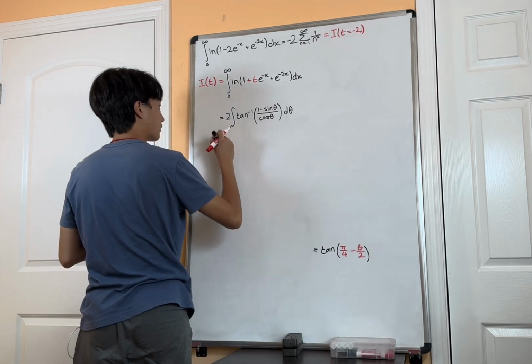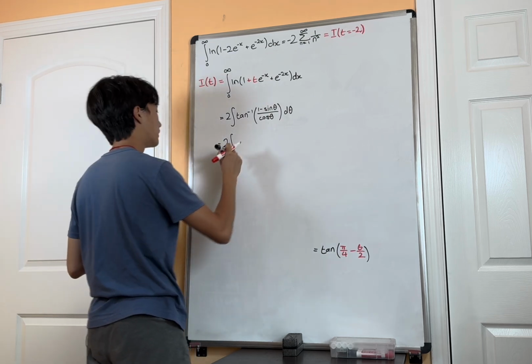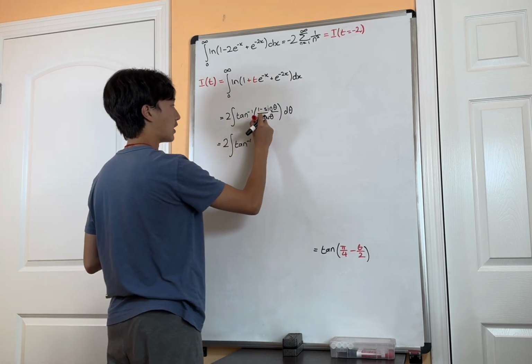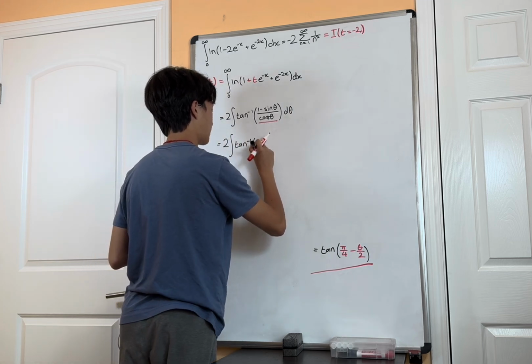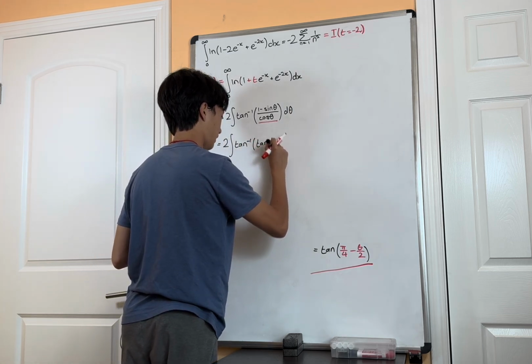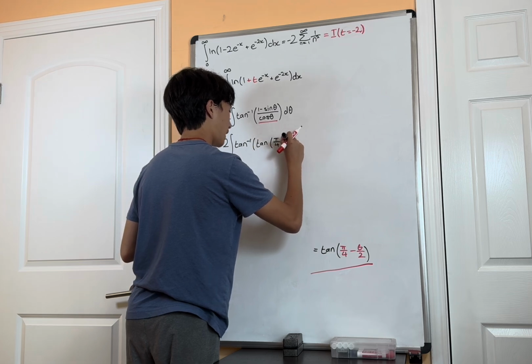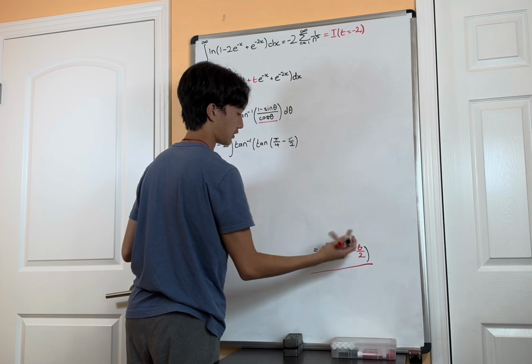Okay, so let's copy this down again. This 2 is going to stay times the antiderivative of the inverse tangent. But then we saw that the inside right here is just equal to this, right? So this is just the inverse tangent of the tangent of pi over 4 minus t over 2. Sorry, theta over 2. That looks like a t, I'm sorry.